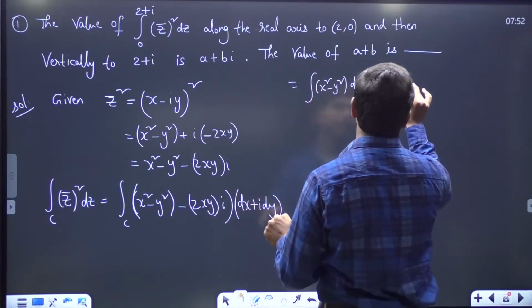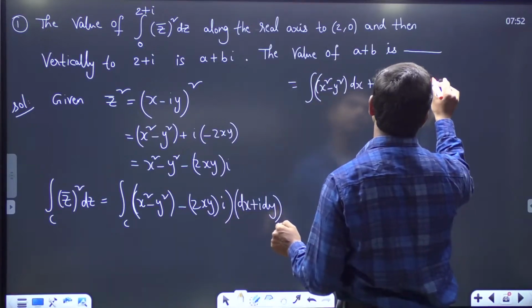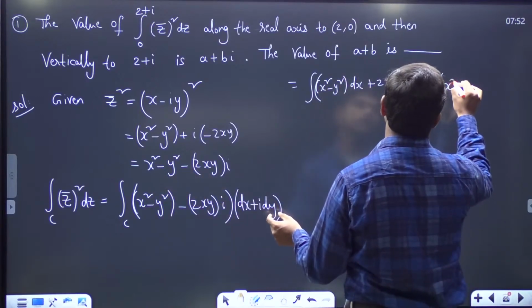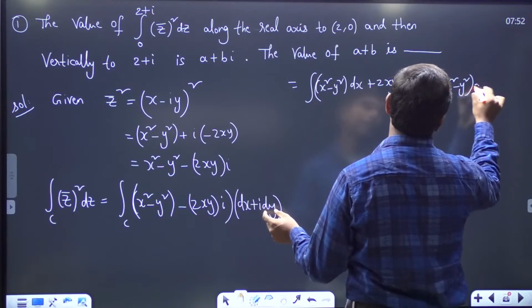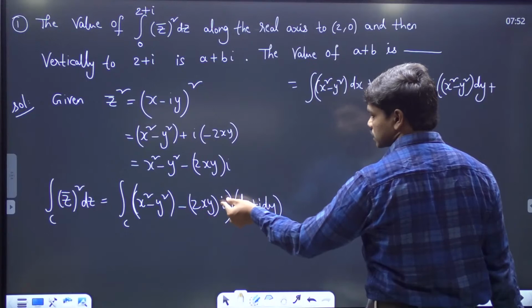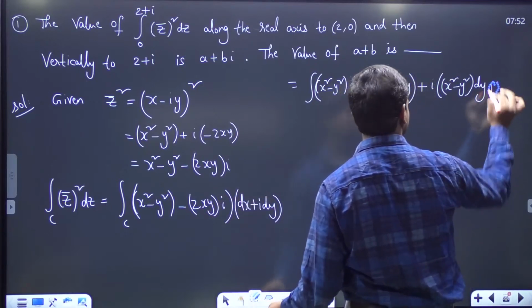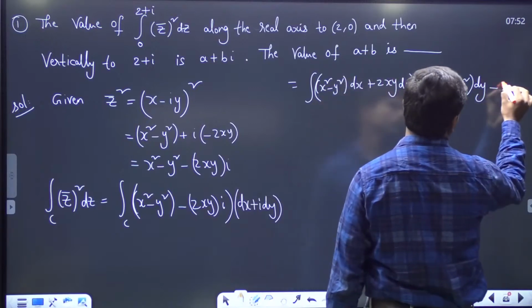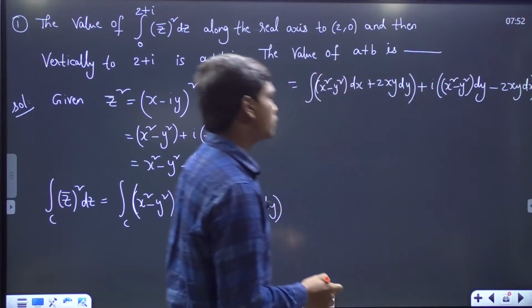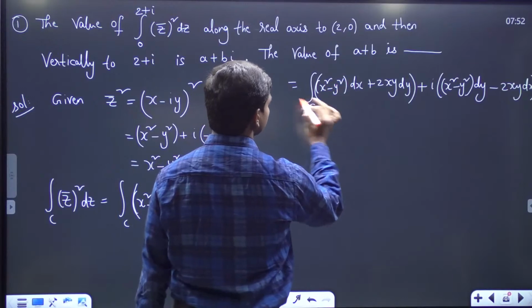So 2xy dy. So this is the real part in the integration, plus i into, now if you multiply this term with this particular term, you have x square minus y square dy, plus, again if you multiply these two terms, you have minus 2xy dx. So this is the integration that you need to carry out. Basically this complete thing is the integrand. Now once we get this, we need to look at this path c.